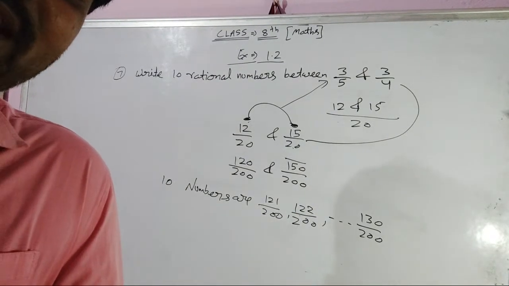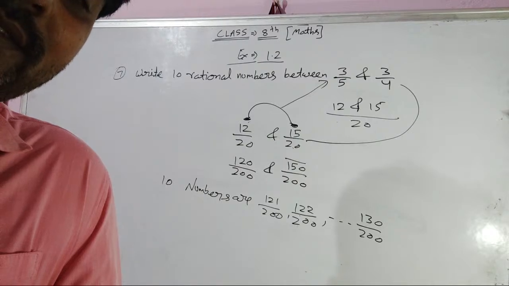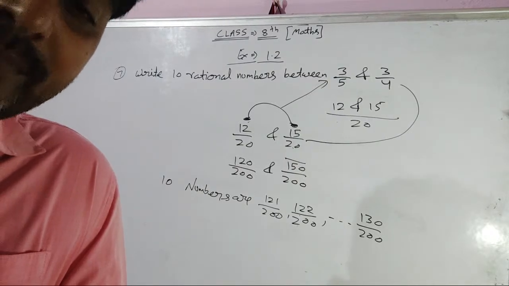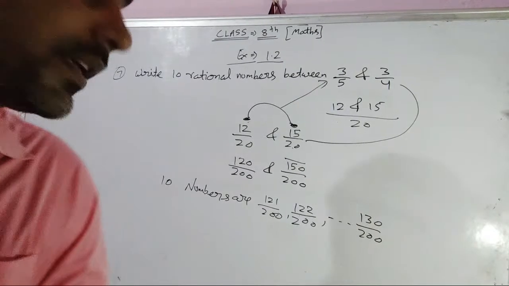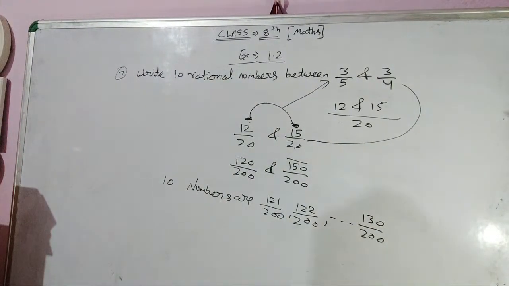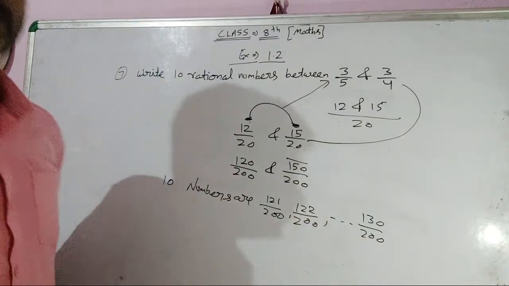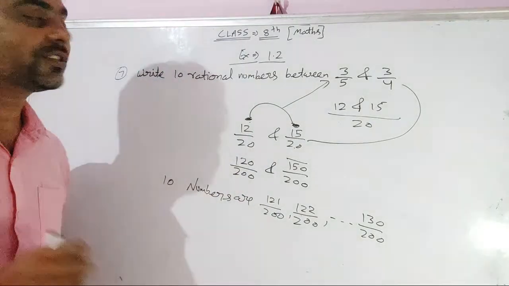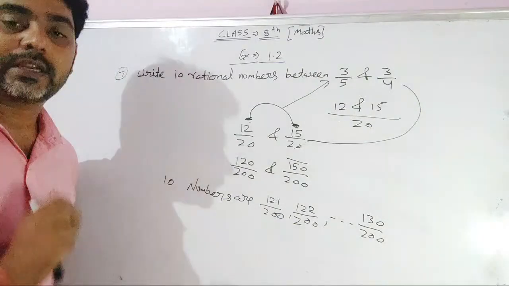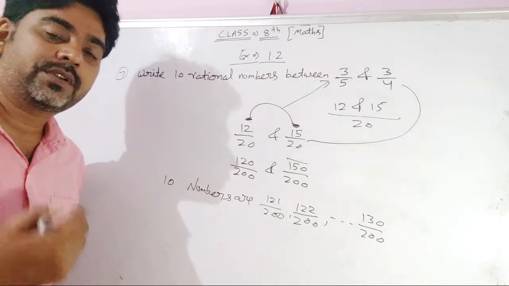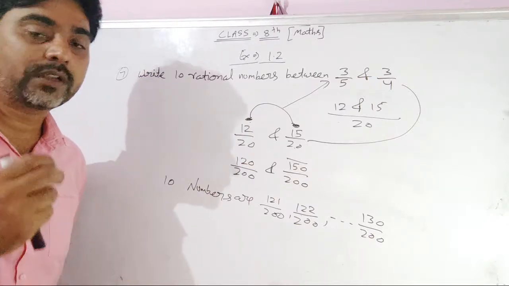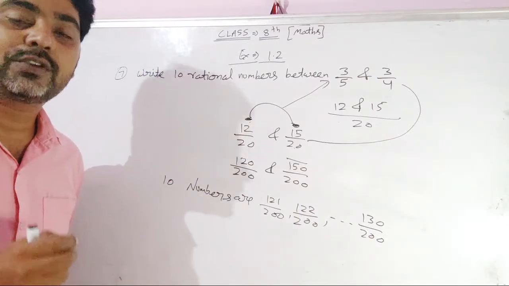Okay, so all are saying that everything is clear. Okay, so everyone is saying there is no problem, right? So you have learned the 3 marks question, right? In your examination, this type of question is given up to 3 marks. You have to find out different rational numbers between any two given rational numbers, right?